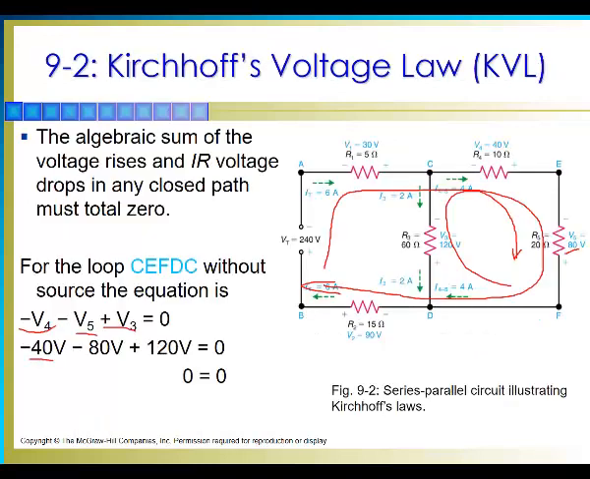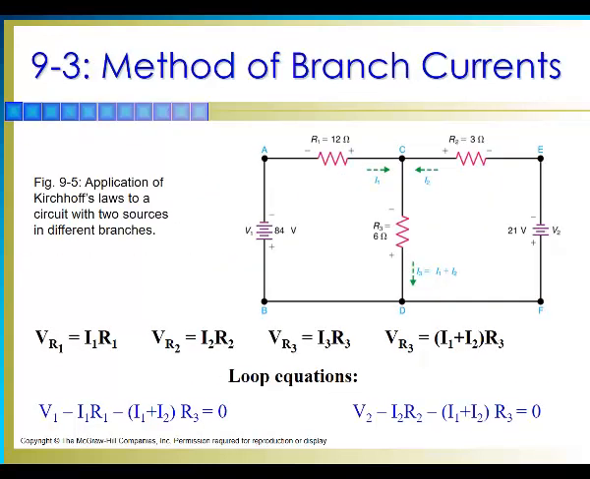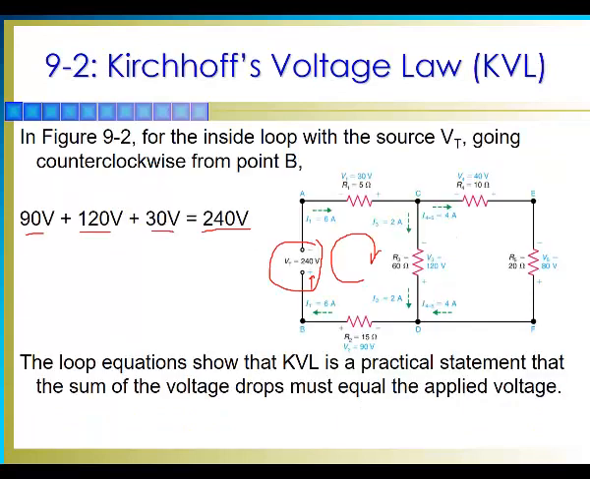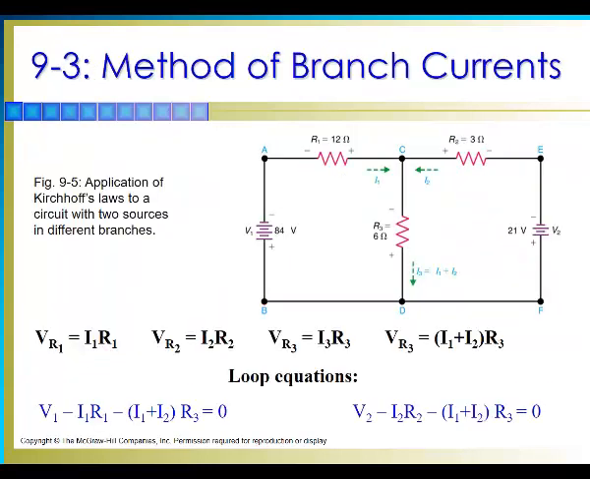So the method of branch current is basically an application of Kirchhoff's law to a circuit when we have two sources. If you notice in the previous examples, we had a circuit that only had one source of voltage. In this one we have two different sources, so we can calculate the branch currents as well.